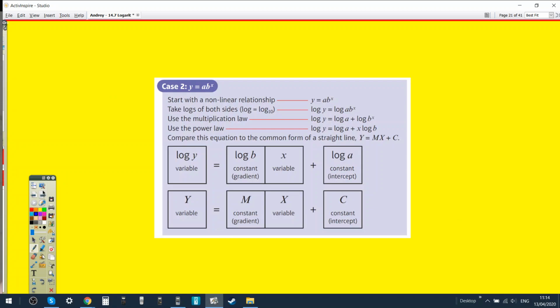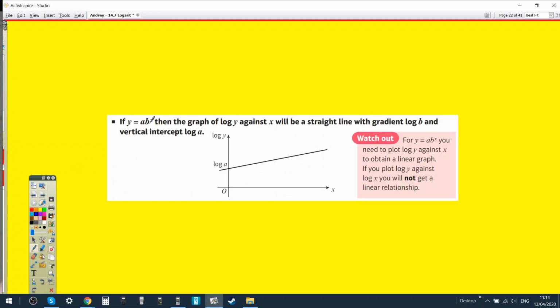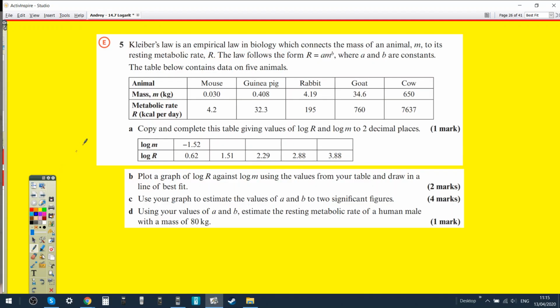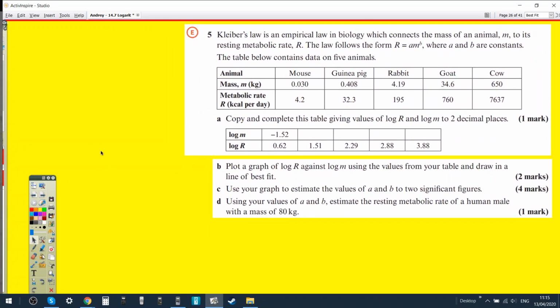Real practice. So this is a different form of it. This is when x is in the power. But similar idea. But hold on. Let me just see this one. a m to the b. r equals a m to the b. Okay. Exam question. How do we do this?